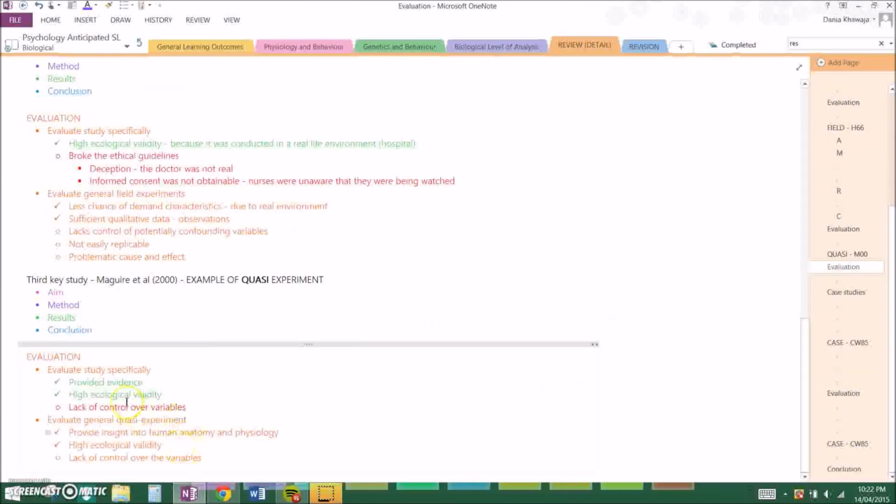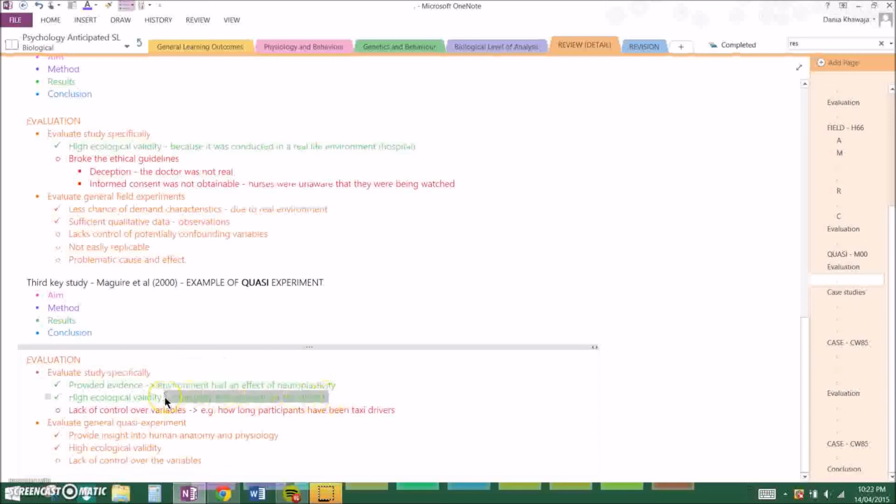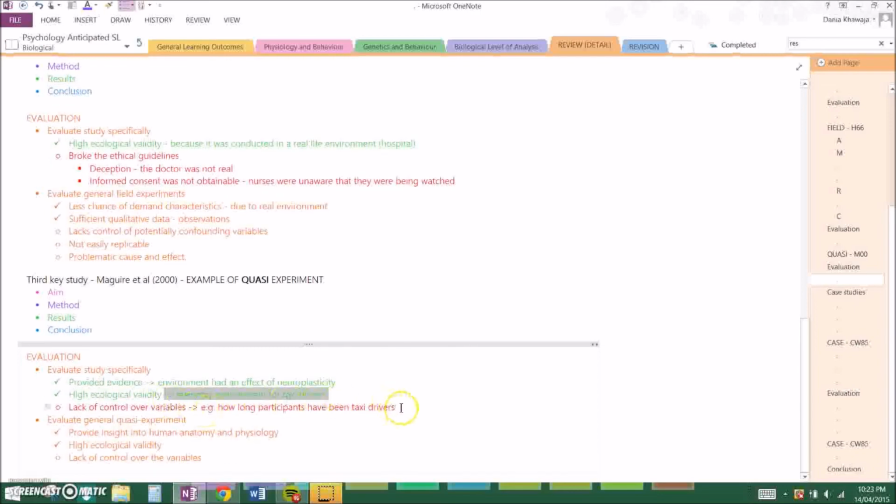Now, McGuire provided evidence and it had high ecological validity. There was a lack of control over variables though, and this is a general evaluation of quasi-experiments. It provided evidence that environment had an effect on neuroplasticity, and it was the everyday environment for taxi drivers, so it had high ecological validity, and how long participants have been taxi drivers for was not able to be controlled by researchers.